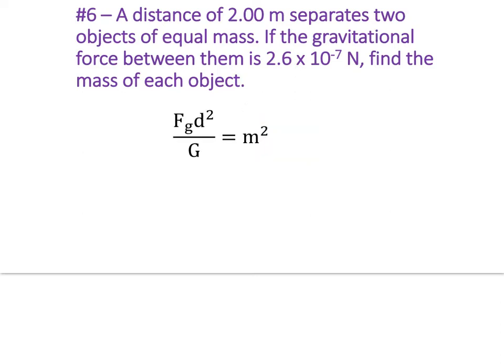So here's what I'm left with. But I don't want m squared. I want just one mass all by itself. So what do I have to do? I have to take the square root. And here is your final equation. M is equal to the square root of the force, which is given to you in your problem, times your distance squared, so 2 meters squared, divided by big G, which is that constant 6.67 times 10 to the negative 11.